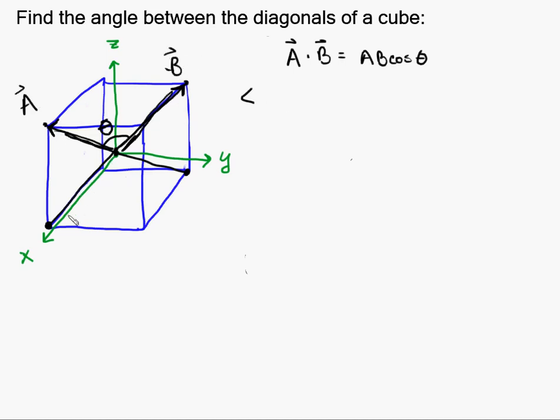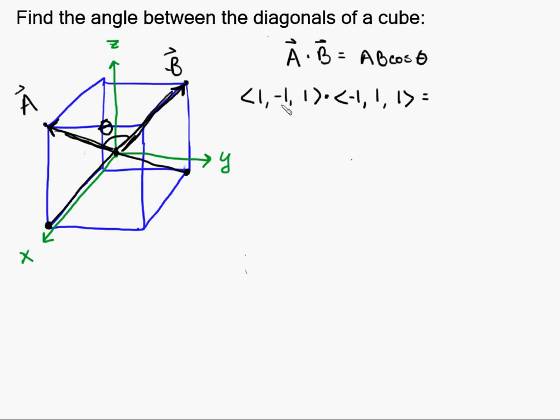So A is 1x, negative 1y, and 1z. And B is similar, but it's negative 1x, 1y, and 1z. And the magnitude of A and B is just using the distance formula on these.